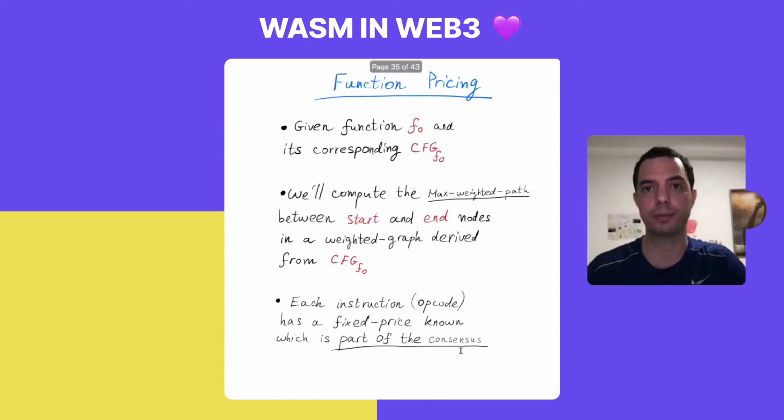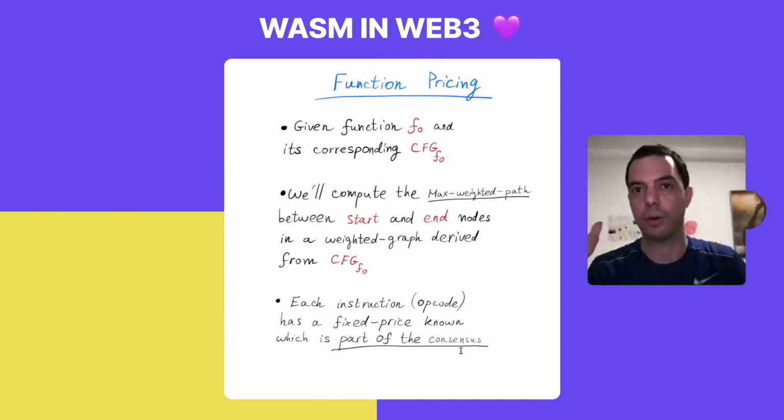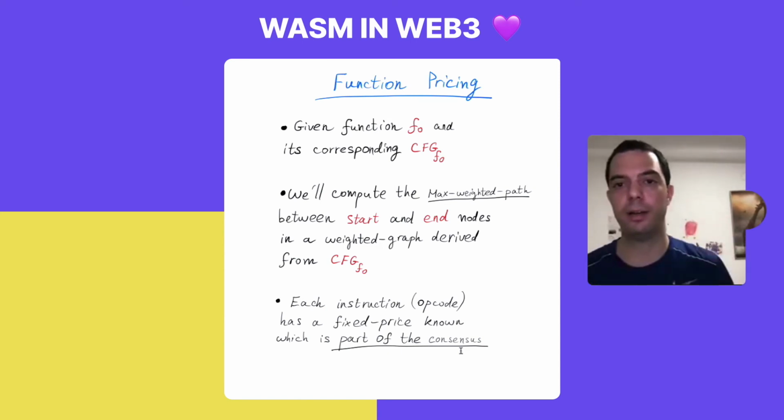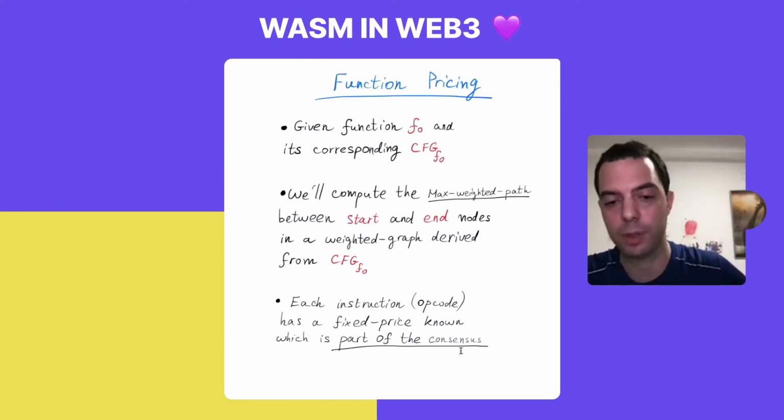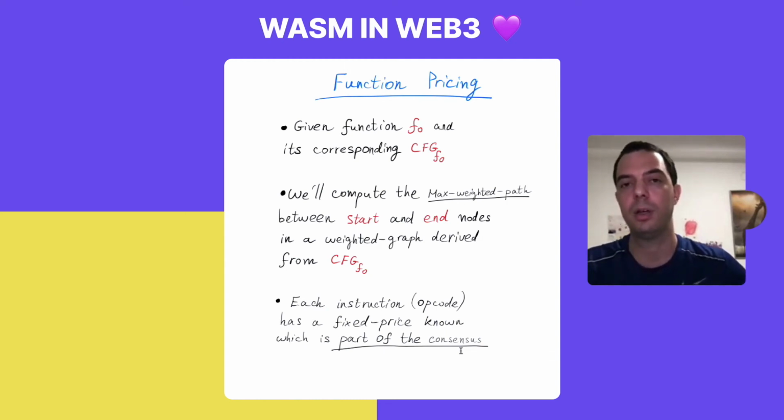So where we are means that given a WebAssembly, we can not only validate whether it's a valid Wasm, we can also create for each function its corresponding control flow graph, CFG. We know that the order matters because we need to be aware of the topological sort order.